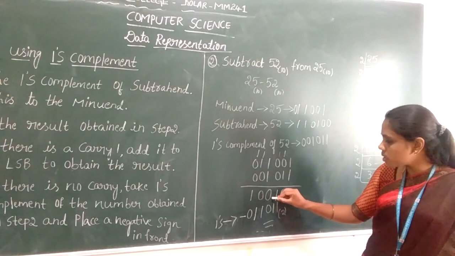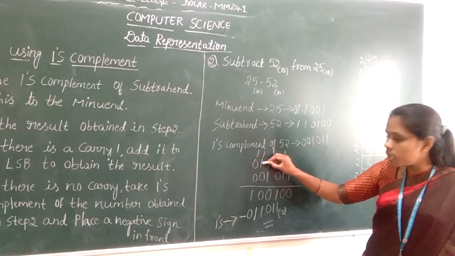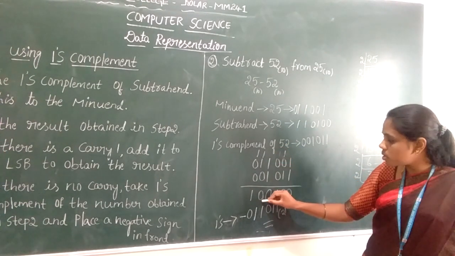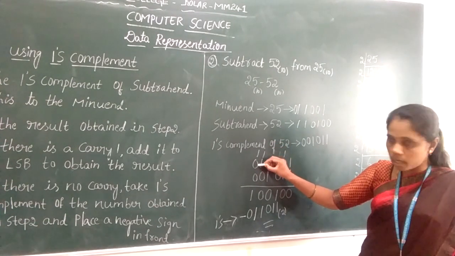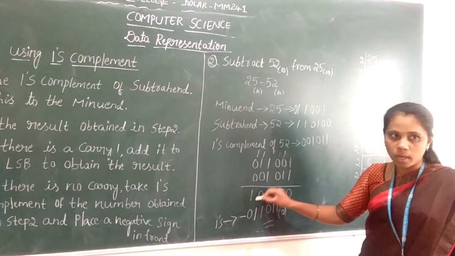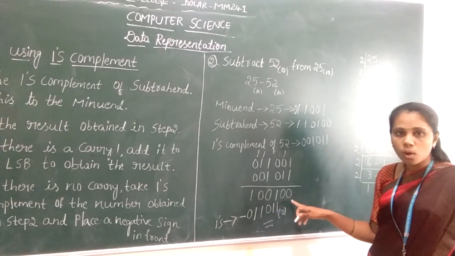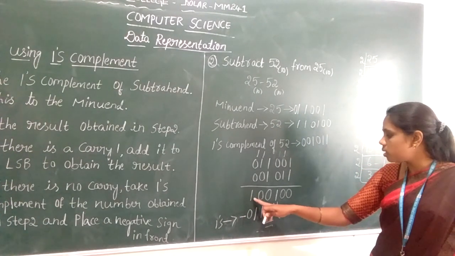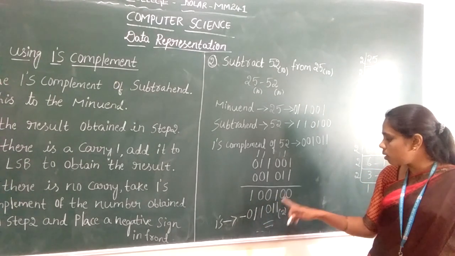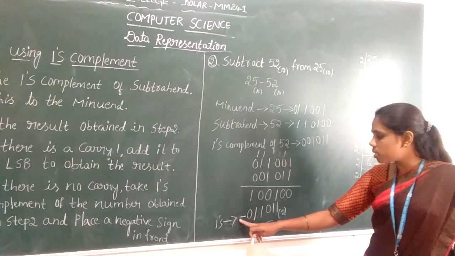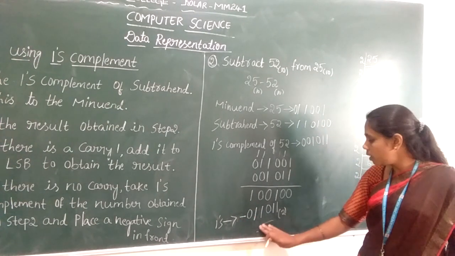Next 1 plus 1 is 0, 1 is carried to the next position, 1 plus 1 is 0, 0 plus 0 is 0 and 1 is carried. Next 1 plus 0 is 1, 1 plus 0 is 1. Here we don't have any carry. Now take the 1's complement of the result obtained, that is 0 1 1 0 1 1. Now attach a negative sign before the digits. That will give you the final result.